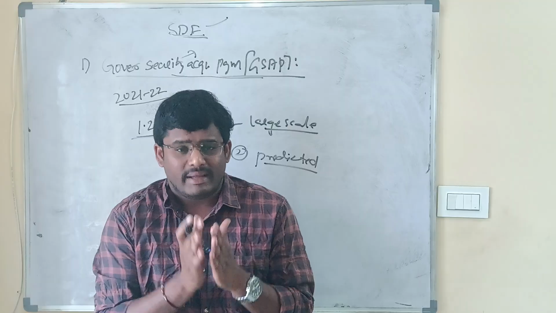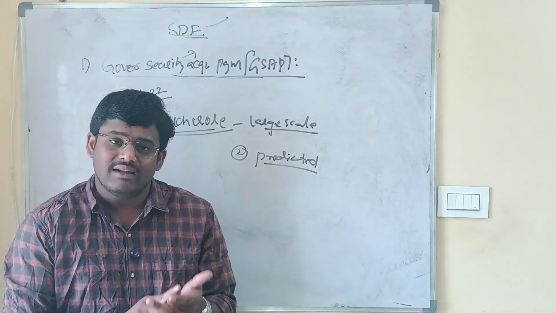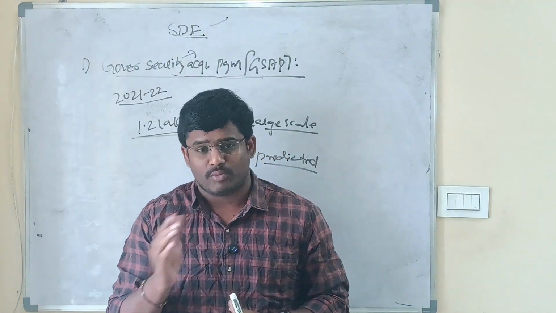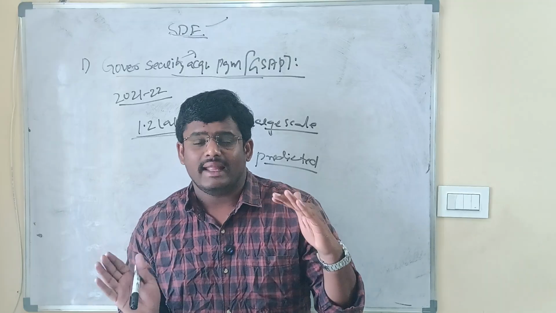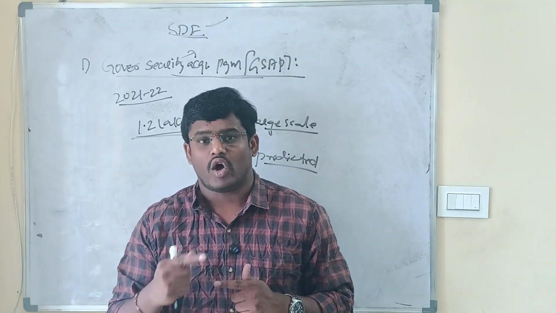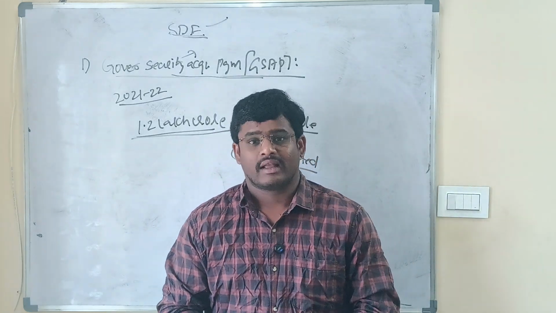So we have covered many topics. We have covered open market operations. We have covered quantitative easing. What is liquidity trap? We have also covered the government security acquisition program. So that is where we are ending the quantitative monetary policy instruments. In the next video, we are going to talk about the qualitative monetary policy instruments of the RBI. Thank you.